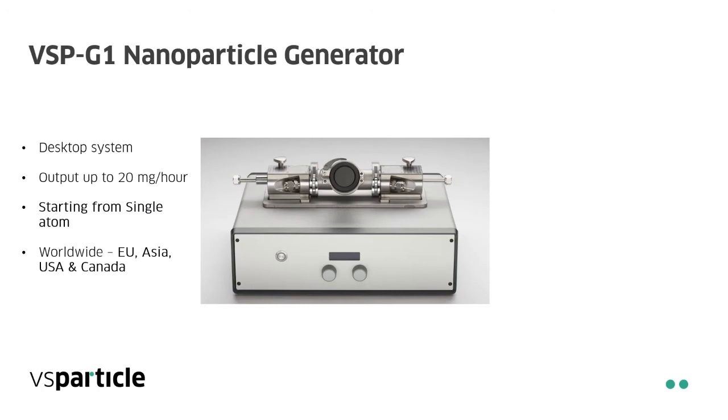Now, our nanoparticle generator, the VSP G1, is convenient for many lab applications, specifically because it's a desktop system. It has a decent output; depending on the material, you can reach about 20 milligrams an hour or more. And you could start from a single atom. We've seen that with APT, also atom probe time-of-flight mass spectrometry, that you can go to single atoms, silver 1, silver 2, silver 3 coming out. There will always be a distribution. You don't get a single particle size directly from the generator.